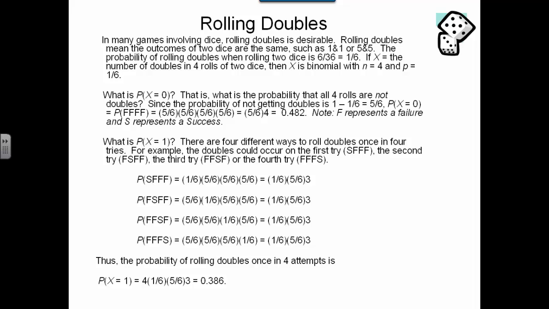There are 4 different ways to roll doubles once in 4 tries. For example, the doubles could occur on the first try, the second try, the third try, or the fourth try. So each of these is 1/6 times (5/6)^3. Thus, the probability of rolling doubles once in 4 times is 4 times 1/6 times (5/6)^3, or 0.386.